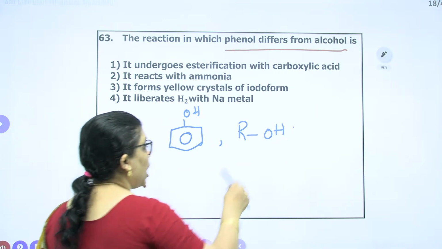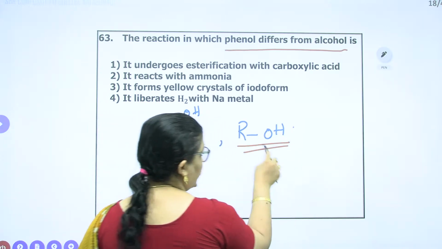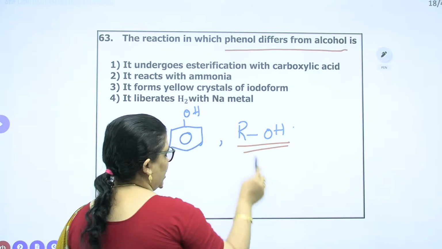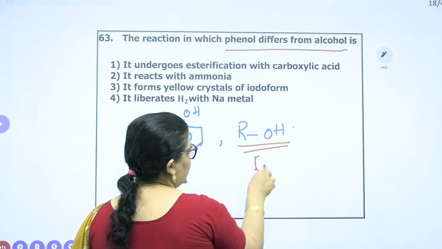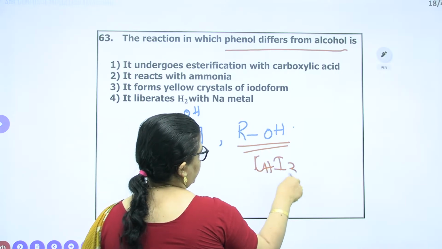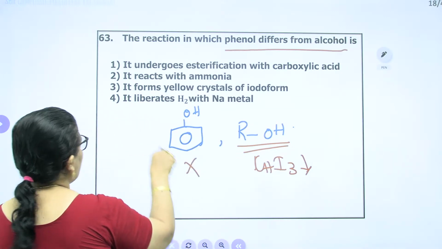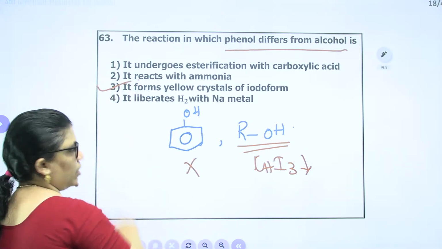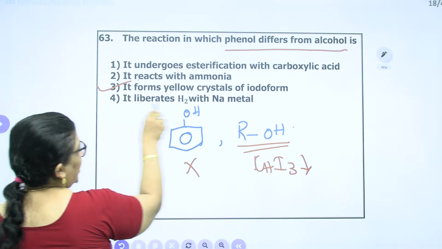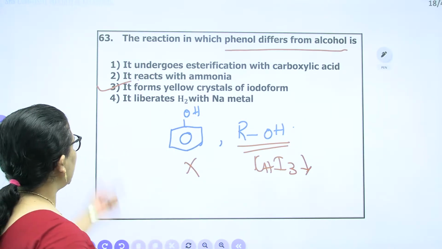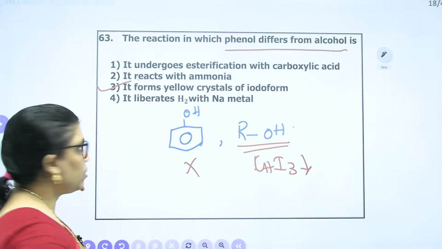Which will form? Alcohol will form iodoform, not any alcohol, because they have not mentioned any, this one is an example over there. Here they can form CHI3. But here, no iodoform reaction. The correct option is the third one. And both will liberate hydrogen gas with sodium metal. They are asking the differences. That's why the correct answer is the third option.